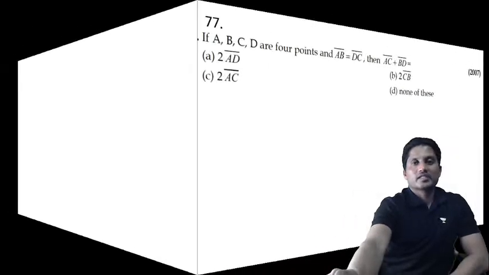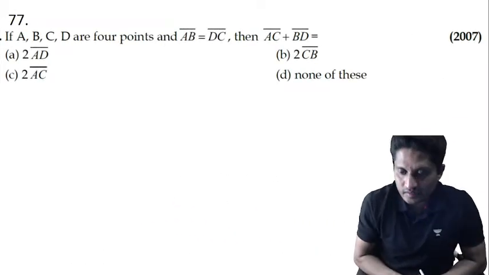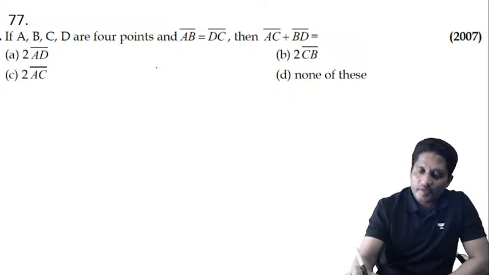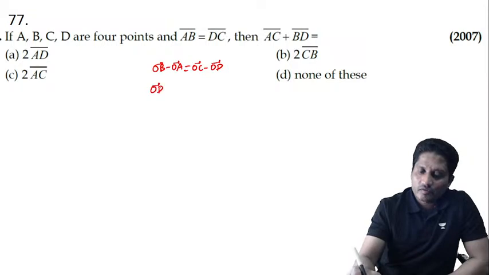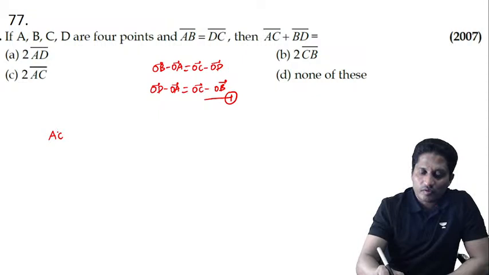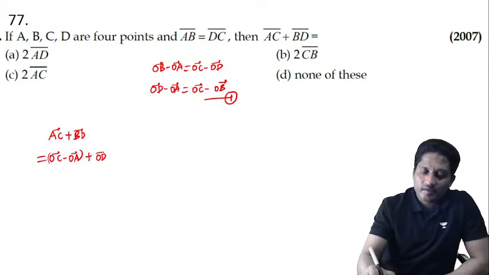Right, question number 77. See, it's a good question. I can write this as OB minus OA, right? This can be written as OC minus OD, right? If I shift on the left side, OD minus OA is equal to OC minus OB. Okay, let's call it equation 1. I'm supposed to find out what AC plus BD is. AC is OC minus OA, right? And BD is OD minus OB, right?